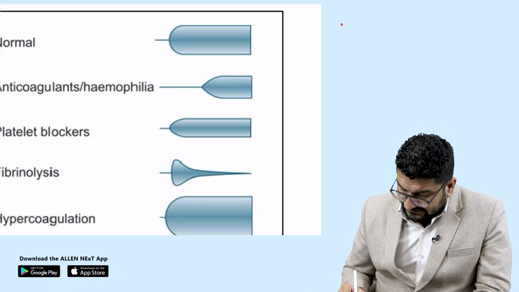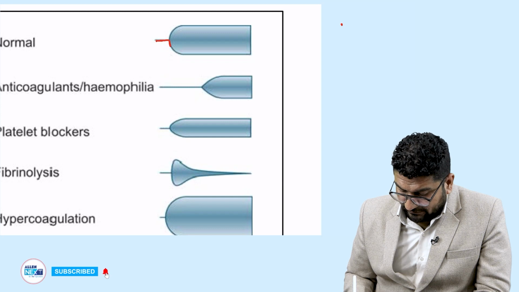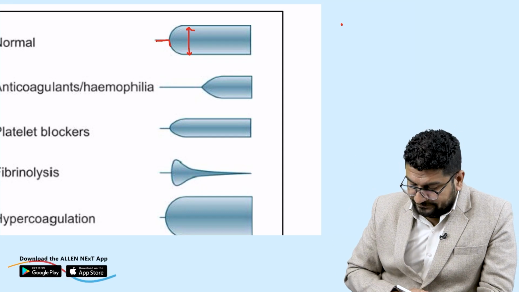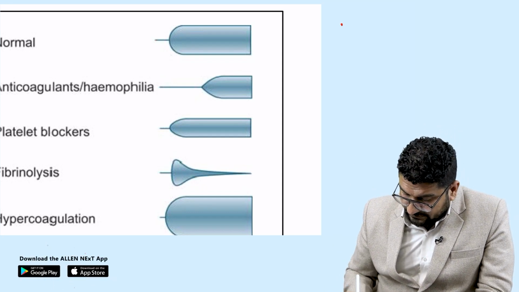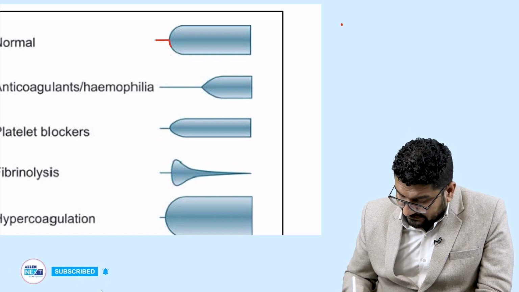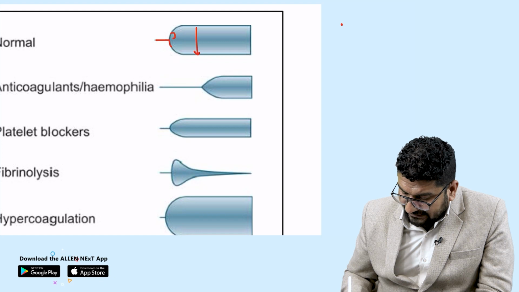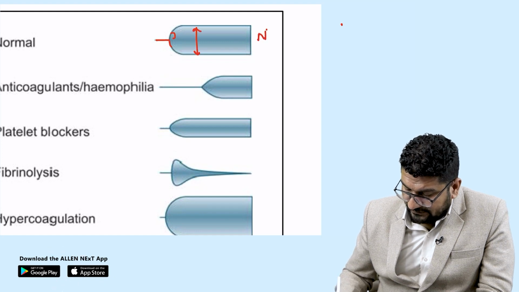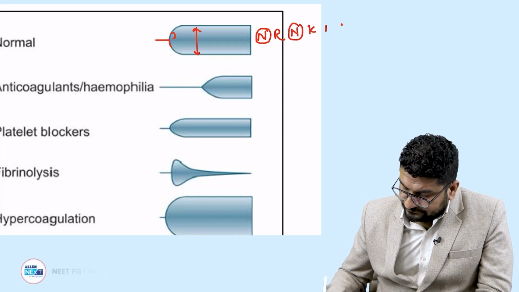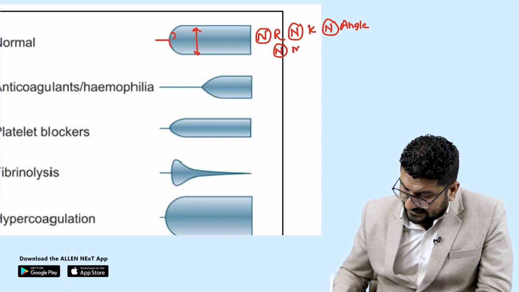What you can see, this is R, this will be K, then we have a particular angle, and this is your MA. MA means maximal amplitude. Let me draw it once again. You can see this is the reaction time, this will be K time, kinetic time. Then here you can see an angle, this angle is called the alpha angle, and this is MA, maximal amplitude. So here everything is normal. You can see normal R, normal K, normal angle, and normal maximal amplitude.